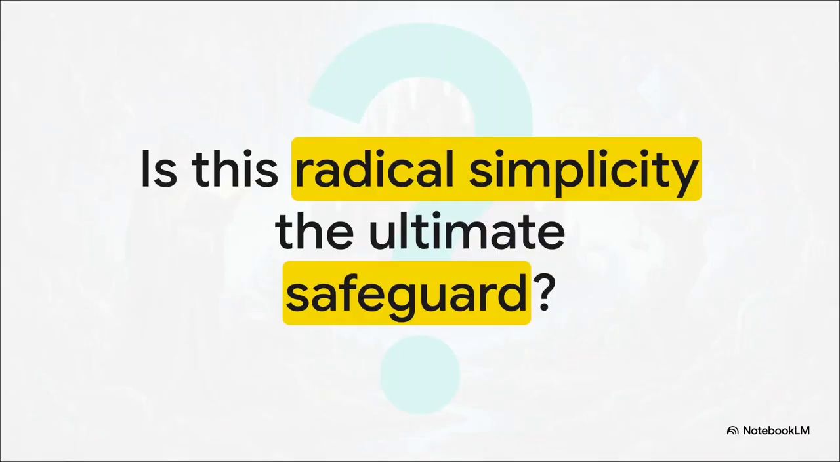Which really leaves us with a pretty big question, doesn't it? You know, we live in this world of software that's just getting more and more complex every day. Constant updates, tangled dependencies, systems so complicated that nobody fully understands them anymore. So is this the answer? Is this radical, almost fanatical simplicity the ultimate safeguard? Is this how we build software we can actually truly trust? It's definitely something to think about.